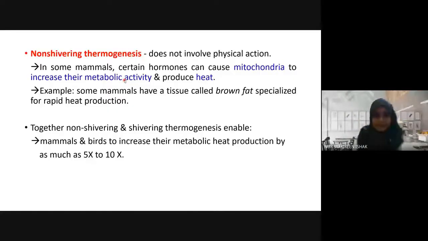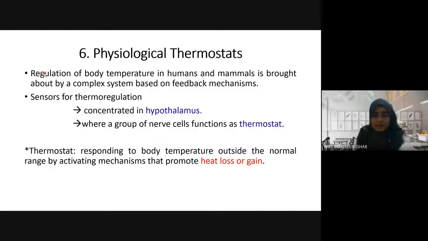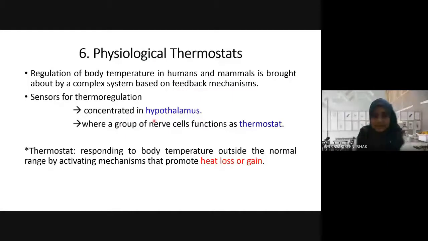So the next one is physiological thermostats. Regulating body temperature in humans and mammals is brought about by a complex system based on feedback mechanism. So sensors for thermoregulation are concentrated at the hypothalamus, where there is a group of nerve cells that function as a thermostat. Okay, so we call it the thermostat. This group of nerve cells will detect the change in body temperature. The thermostat responds to body temperature outside the normal range by activating mechanisms that promote heat loss or heat gain.